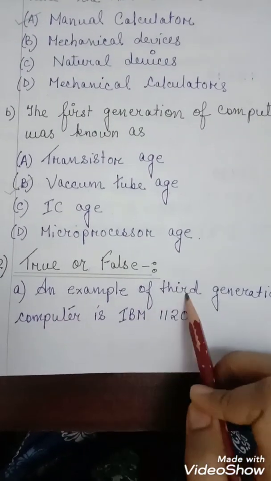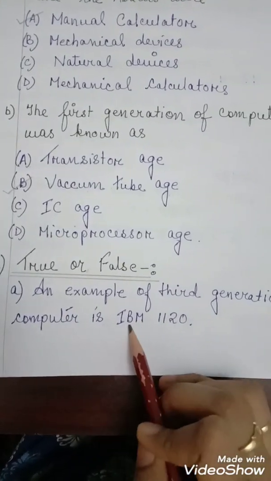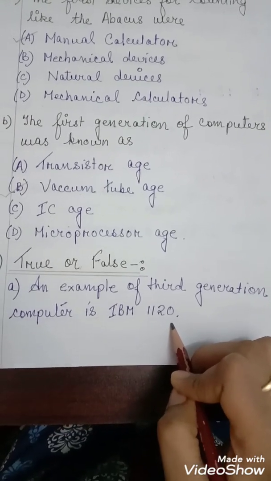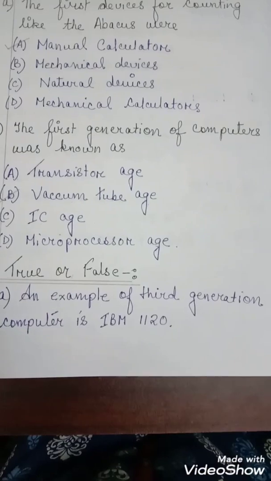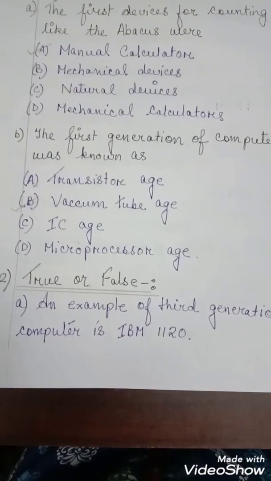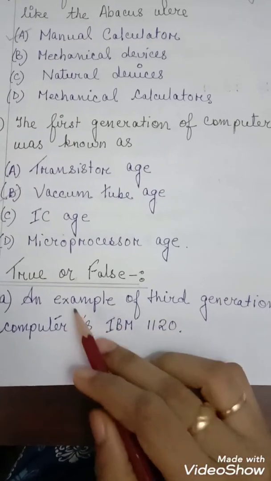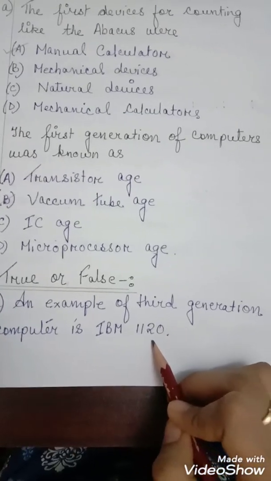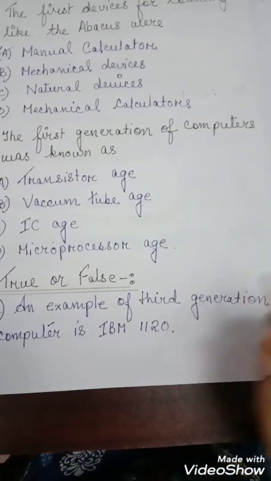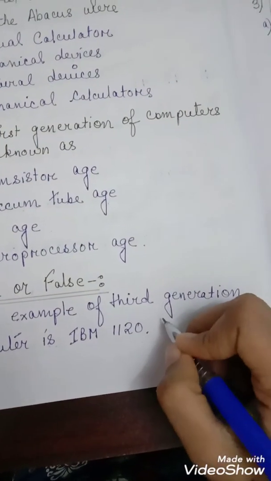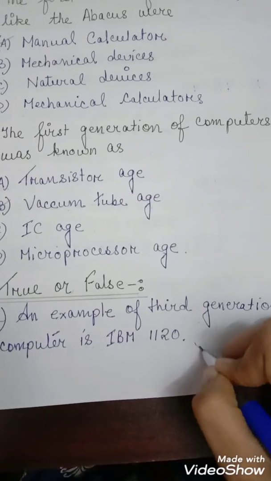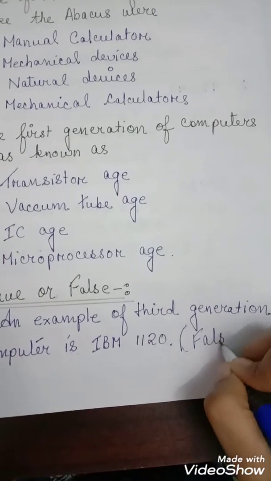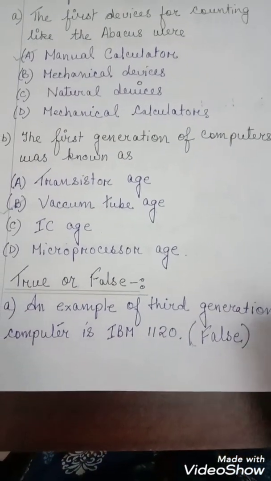Next, true false. An example of third generation computer is IBM 1120. Is it correct? No, it is false. An example of third generation computer is IBM 1130, but here it is written 1120. So the answer is false. Right, children? So the answer is false.